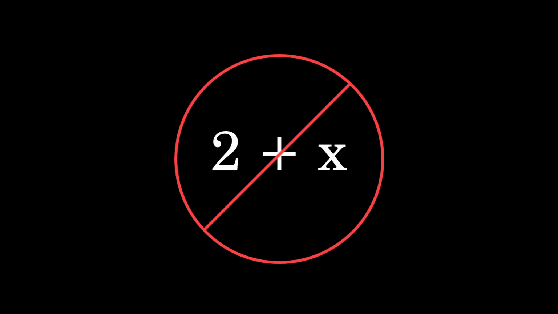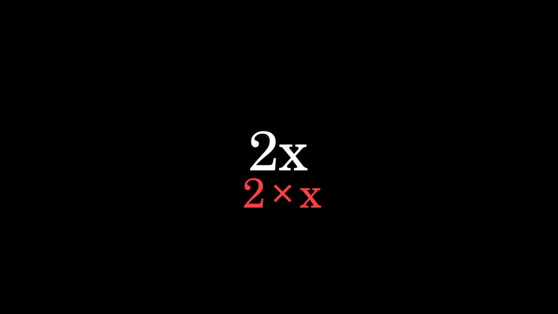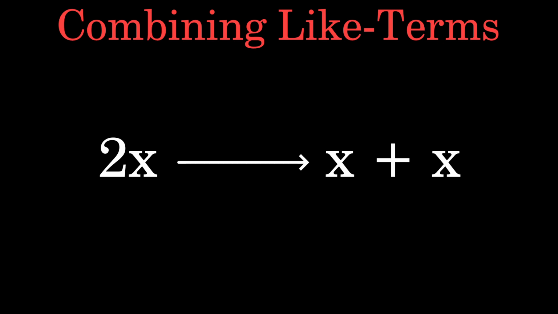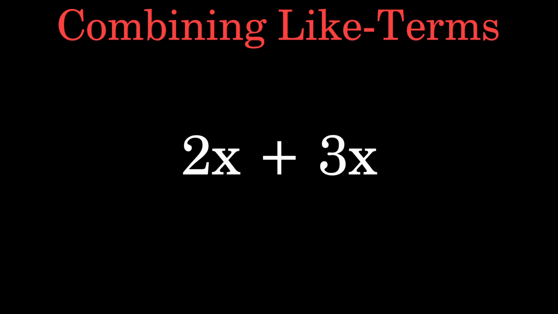Before you can solve equations on your own, there is one final rule you should know. This is the notation rule, where 2x does not mean 2 plus x. Instead, it means 2 times x. Why is that important? Well, you can do something in algebra known as combining like terms. 2x can be rewritten as x plus x. So if you have, for example, 2x plus 3x, you can combine the terms to create 5x.